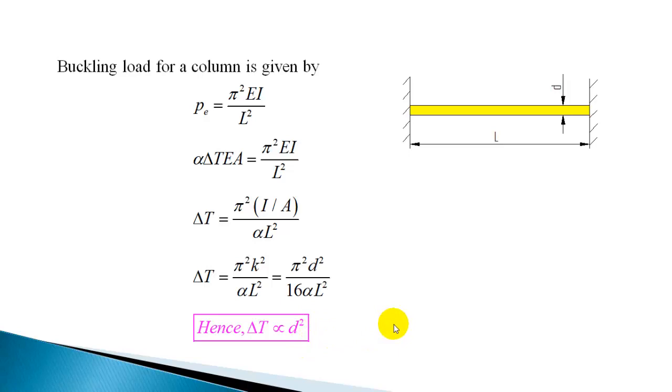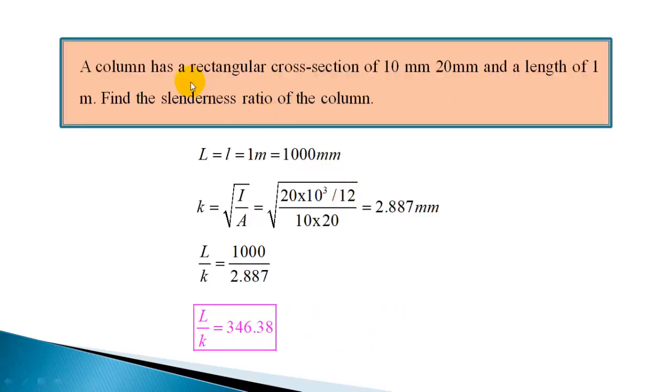Let us work out another example. A column has a rectangular cross section of 10 mm by 20 mm and a length of 1 meter. Find the slenderness ratio of the column. Now, assuming it is hinged end, effective length is L itself, 1 meter or 1000 mm.